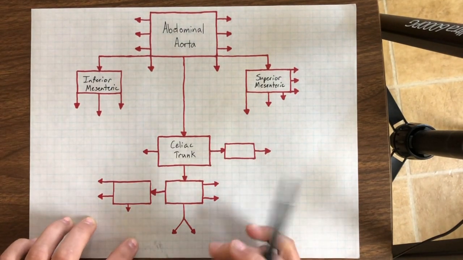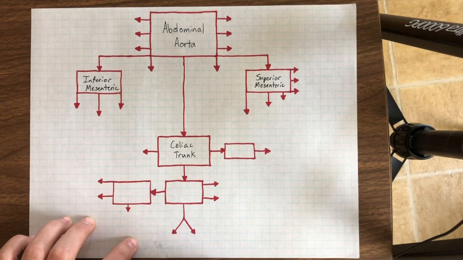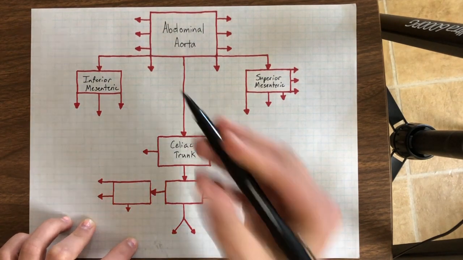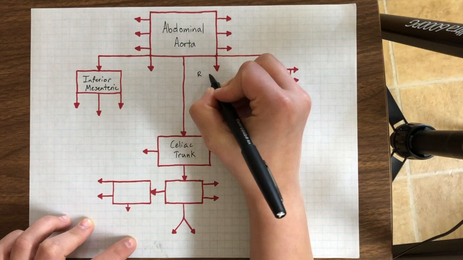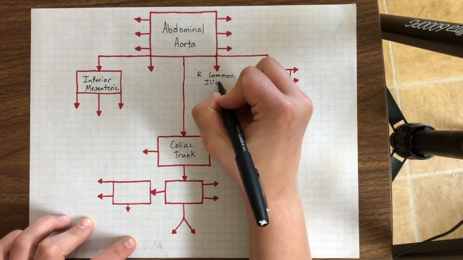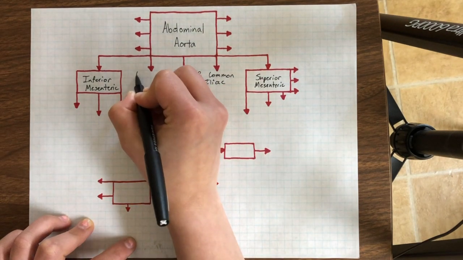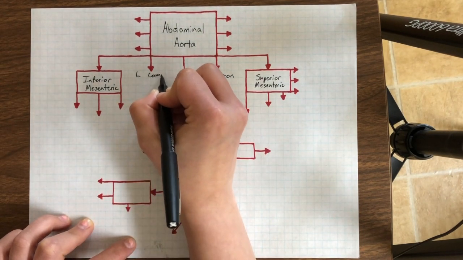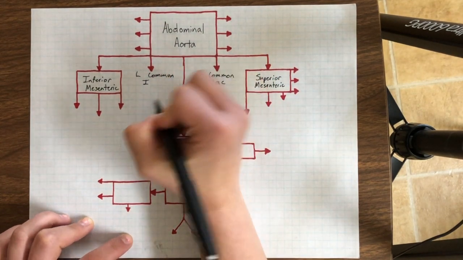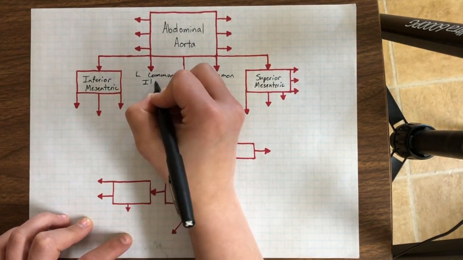And one last thing about the abdominal aorta before we get started on the celiac trunk. As soon as it hits about the level of L4, it's going to bifurcate into what's known as the common iliac arteries. So we're going to have a right common iliac and a left common iliac. And those are going to supply the pelvic cavity for the most part. So iliac.